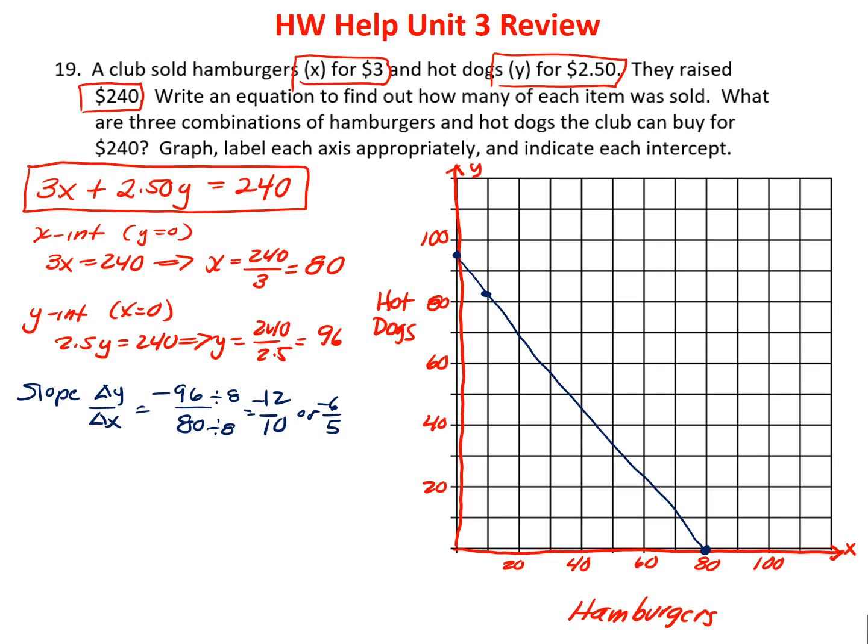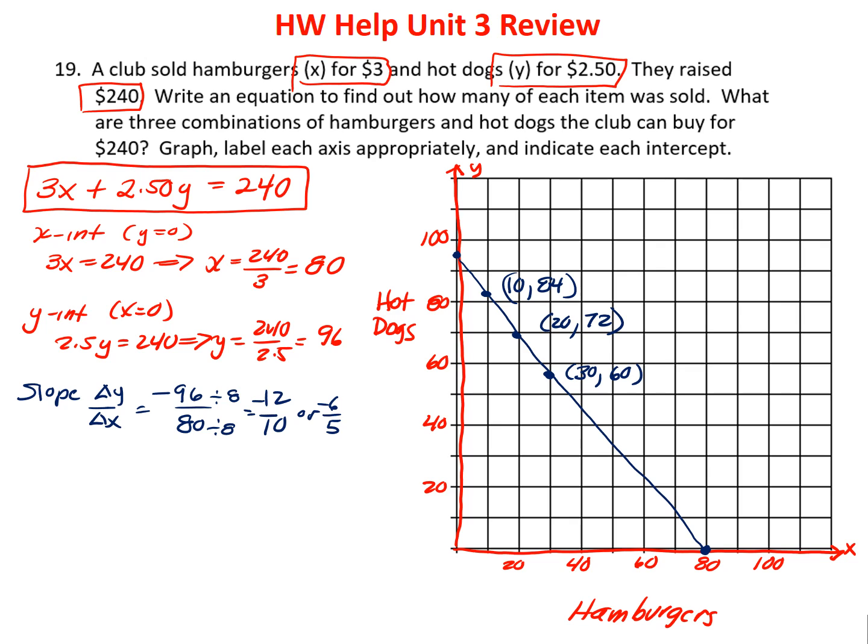Notice I'm using my hamburgers of 10. So when I have 10 hamburgers, 96 minus 12 is going to be 84. Now if I go to the next place here, when I get 20 hamburgers, 84 minus 12 is going to be 72. So notice how I'm using the slope to find the points just in case my graph's not accurate. So here I'm at 30 hamburgers, and 72 minus 12 is 60.